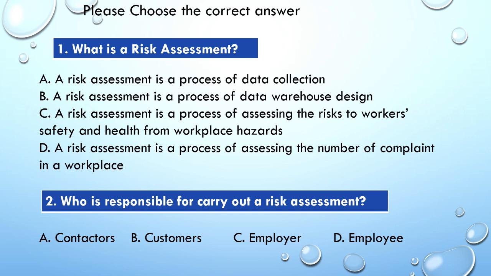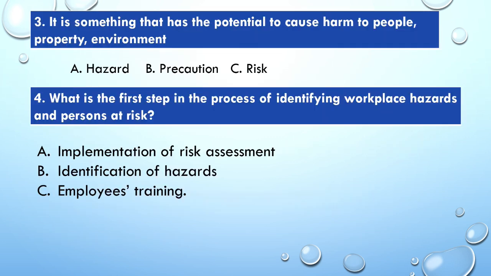Question number 3, it is something that has the potential to cause harm to people, property, environment. Is it hazard, precaution, or risk? So you choose the correct answer. Okay, the last question. What is the first step in the process of identifying workplace hazard and persons at risk? A, implementation of risk assessment, B, identification of hazards, C, employees training.